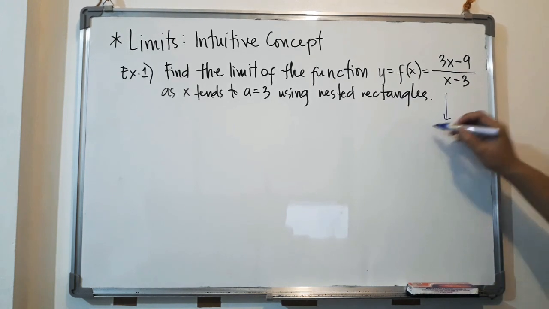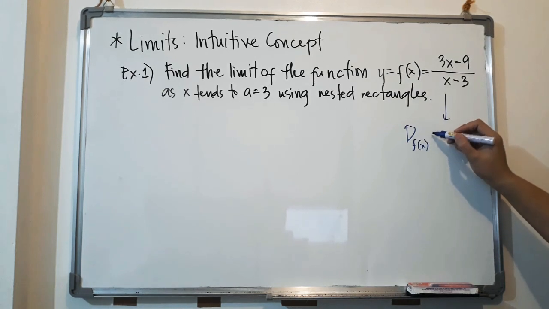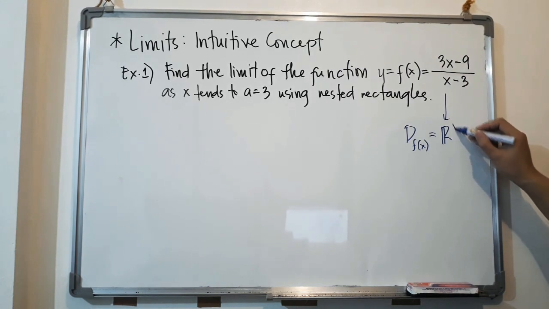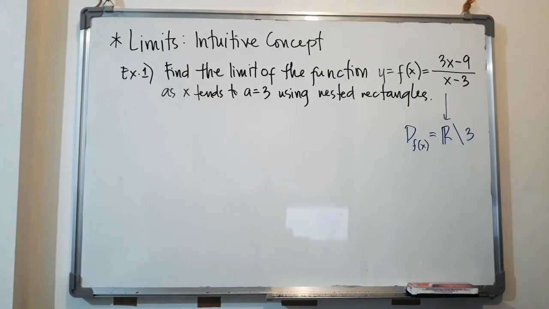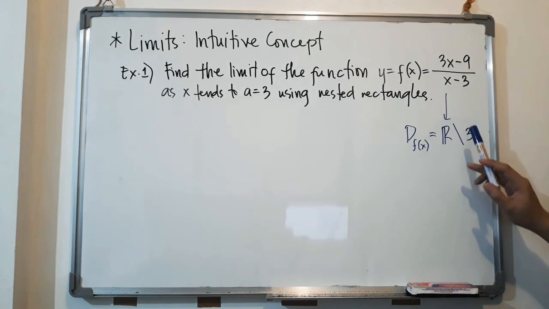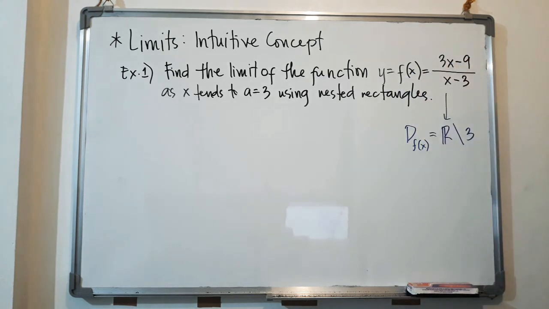So the domain of this function, say function f of x, is the set of all real numbers except 3, right? Because 3 is not included in the domain, because x equals 3 will make the function undefined, or will make the function not real and not defined.